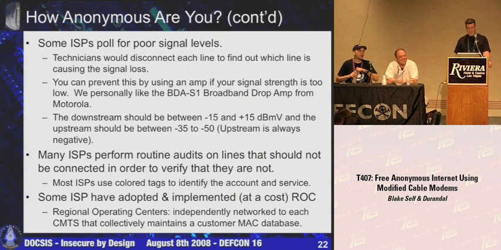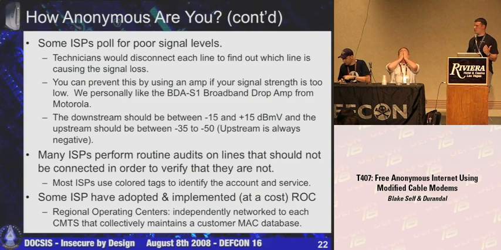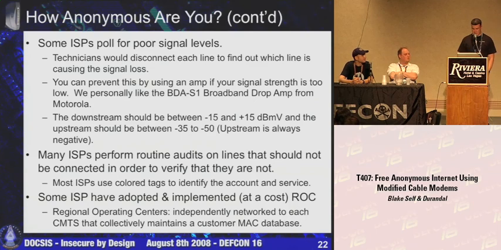Sure. Works pretty well. I know a lot of ISPs use colored tags to say what kind of service they have. So if you cut those off, there's not a whole lot of information for them. They have to trace this stuff and figure out what account it is and what it's supposed to have. Also, some ISPs have adopted and implemented, at a cost, ROCs, regional operational centers, which sit in front of the CMTS and maintain a list of customer MAC addresses.